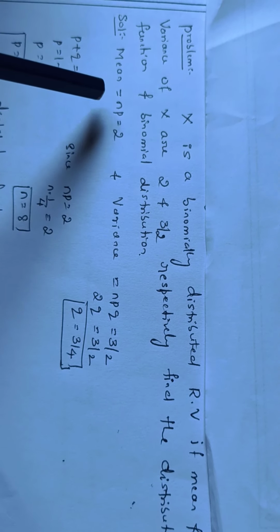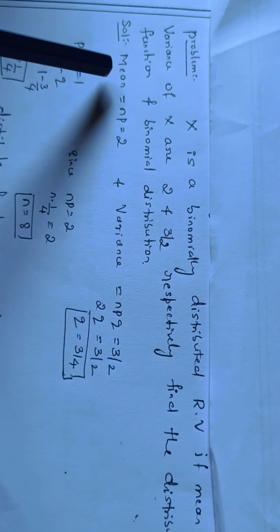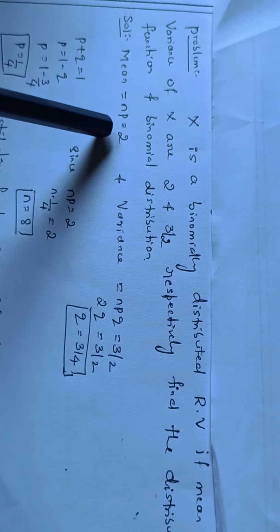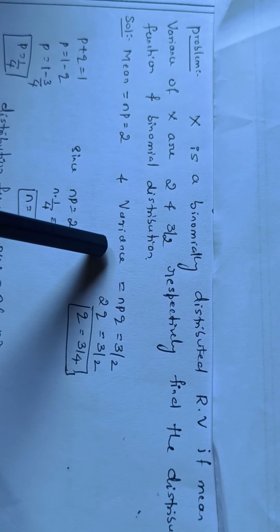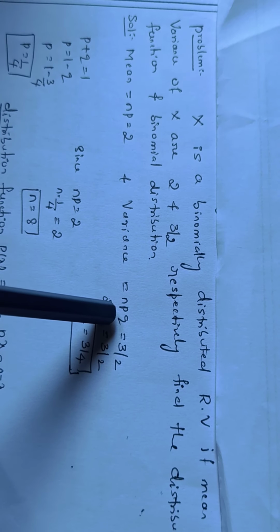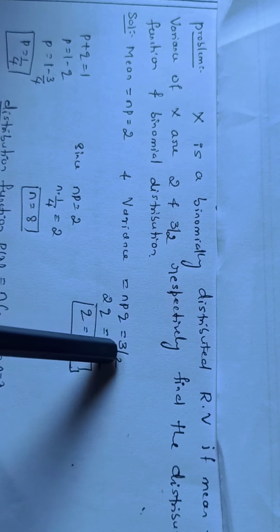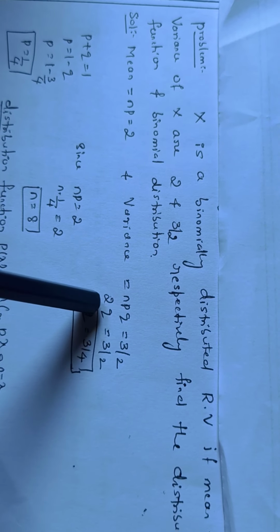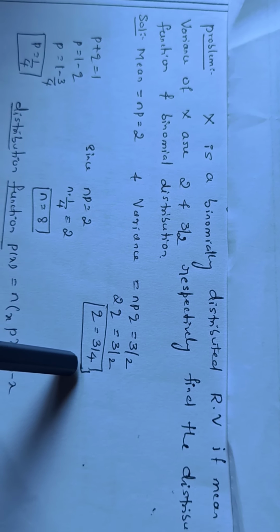First we are going to find the distribution function. In the data, the mean is np, which is equal to 2, and the variance is npq, which is given as 3 by 2. Mean np is 2, so substitute the value of np, that is 2, and q will be as it is, which is equal to 3 by 2. So take this 2 to the other side, and you will have q is equal to 3 by 4.